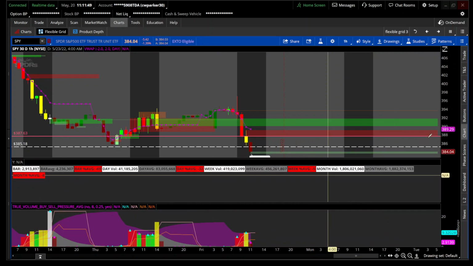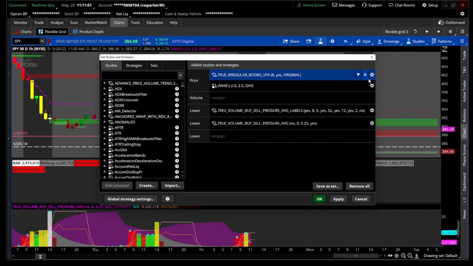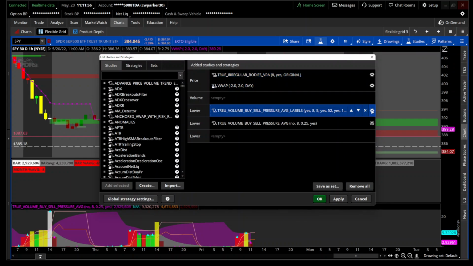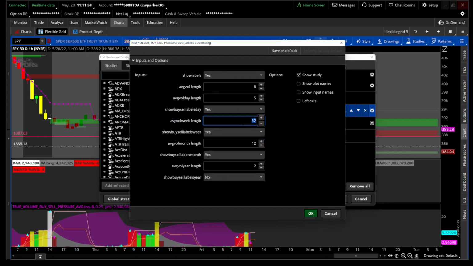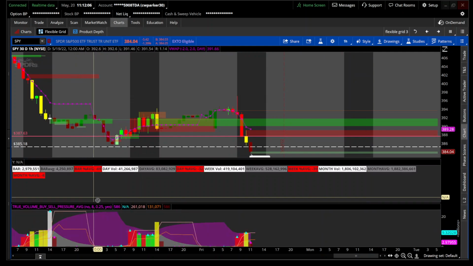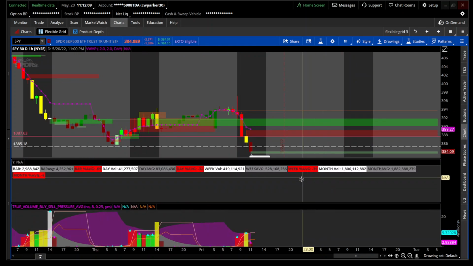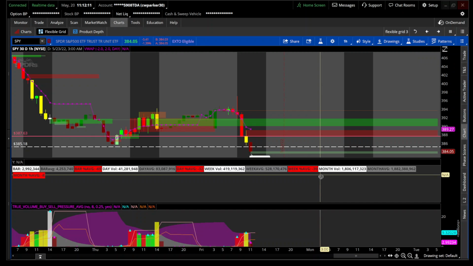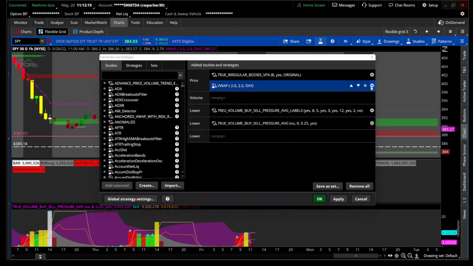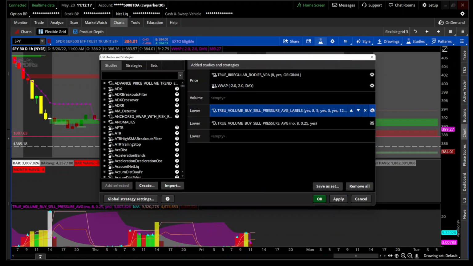So on the weekly, I think I still have that set at 52. But what I'm going to do is change this to 3, so we'll look at it on a 3-week average. And on the weekly, it's giving me 39% now.